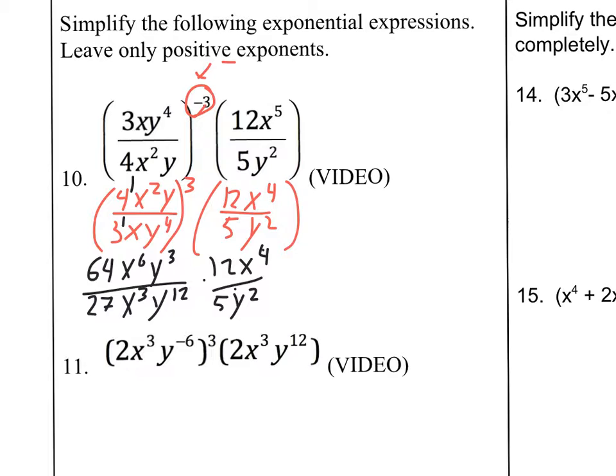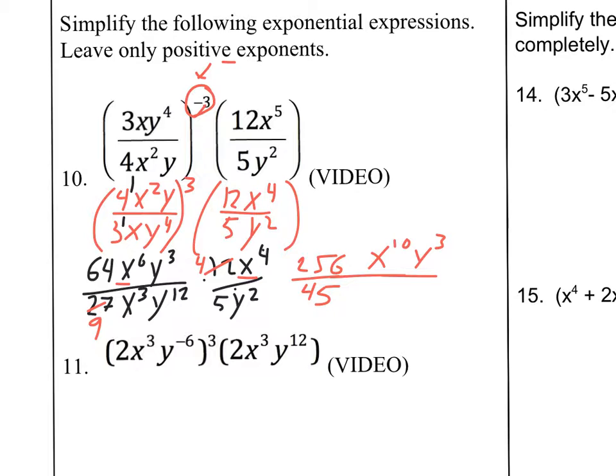Okay, multiply across. 64 times 12. Ugh, that's really gross. I might reduce those by 3 apiece and get 9 and 4. 64 times 4 is going to be 256. And on the bottom, we got 9 times 5 is 45. That's my number part. X's. X to the 6 times x to the 4 is going to be x to the 10. And y to the 3rd on top.